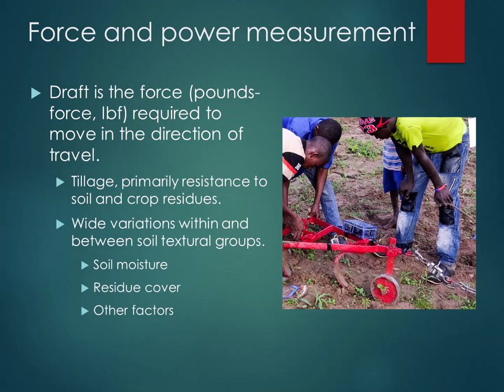In this image from West Africa, we evaluated the redesign of a row cultivator. You can see the load cell in the towing chain. The blue box contains a global positioning system and a data recorder.